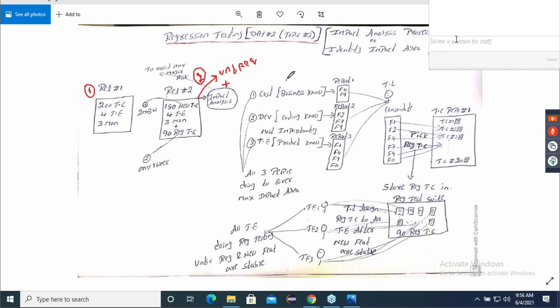Third point, when you're doing this impact analysis, the customer will do it based on business knowledge, the developer will do it based on coding knowledge, and the test engineer will do it based on the product knowledge. After they do this, everyone prepares a separate report, and that report is handed over to the test lead.